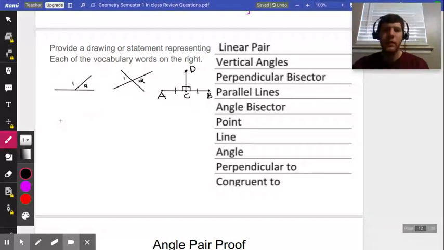Okay, parallel lines, right? So L and M here are parallel. So M is parallel to L, right? They never intersect. They go on forever and they never intersect. Those are parallel lines. And then this is our symbol for parallel, right? An angle bisector is going to split an angle in half.